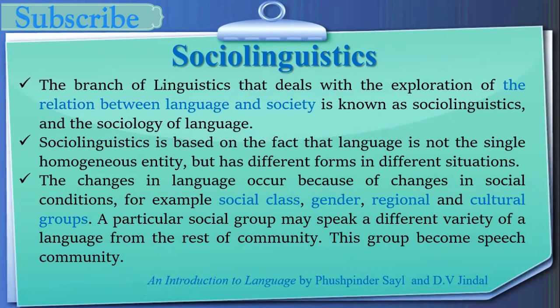For example, social class, gender, regional, and cultural groups. A particular social group may speak a different variety of a language from the rest of the community. This group becomes a speech community. Now, you see all these aspects are very essential when we keep in view the study of sociolinguistics.